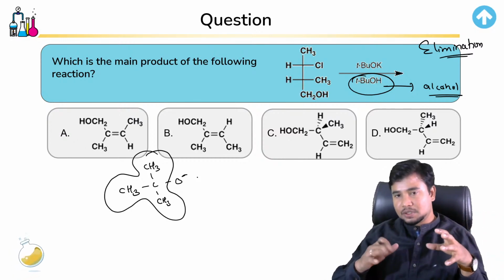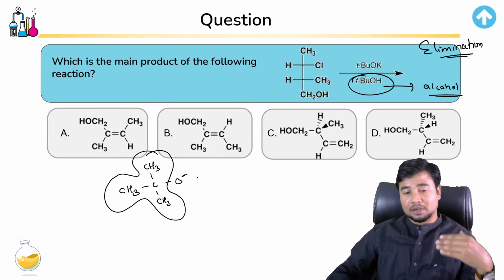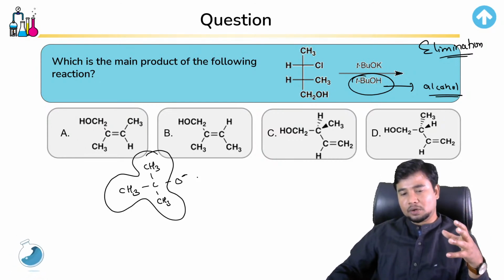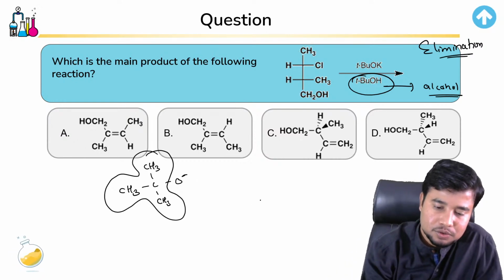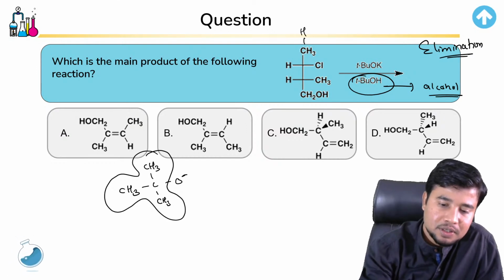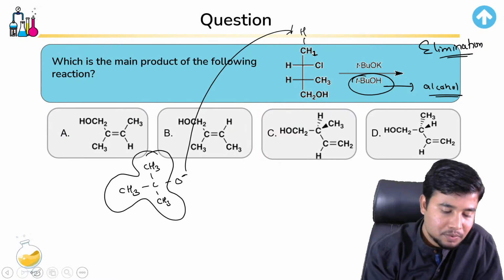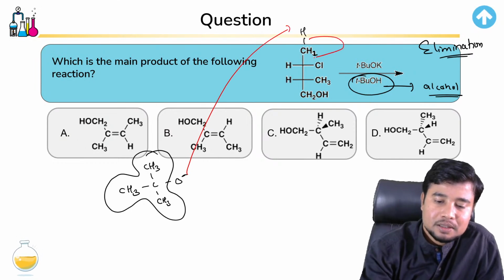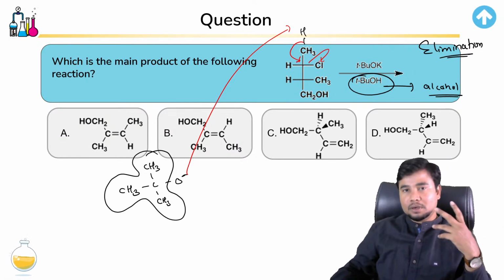You can observe that this is a bulky group. Reaching somewhere deep is going to be difficult for it, right? So it would abstract something that is present at the shallow end, and that is over this carbon. You have a hydrogen over there, and that is very easily approachable. So the base would attack that hydrogen. Once it attacks that hydrogen, what is going to happen? The electrons move to form a double bond over here, and with that double bond formation, the Cl, obviously the leaving group, is going to leave.